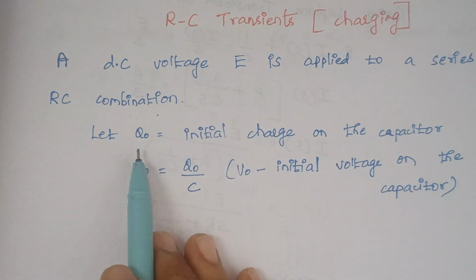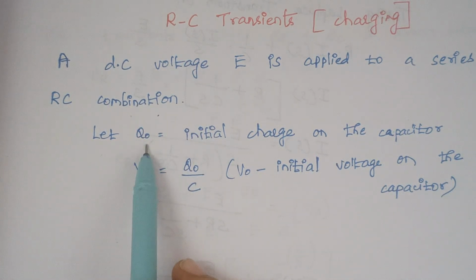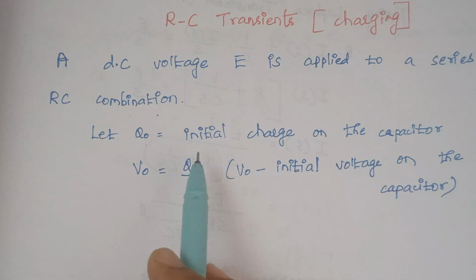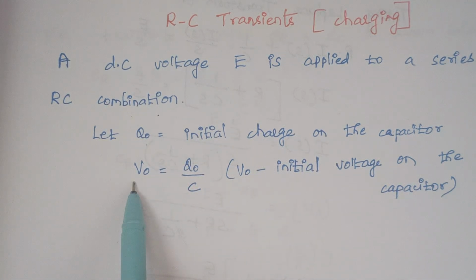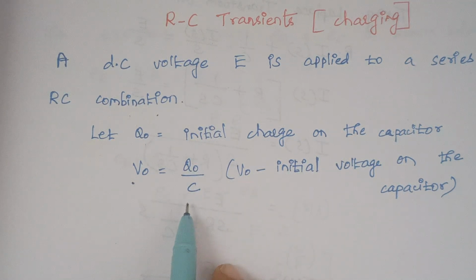Since we are dealing with a capacitor, let Q naught be the initial charge on the capacitor. Therefore, V naught is the initial voltage on the capacitor. As we all know, the voltage across the capacitor is given by Q naught by C, where C is the capacitance value, which is usually expressed in farad.